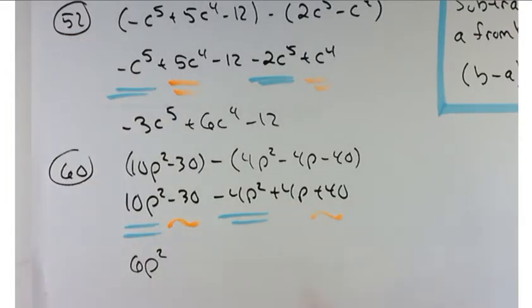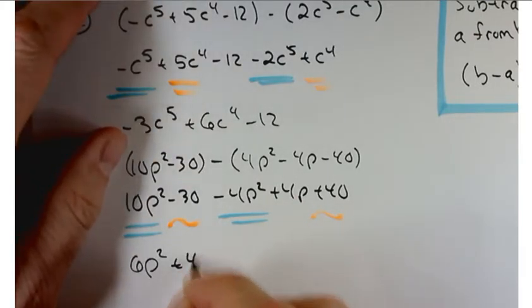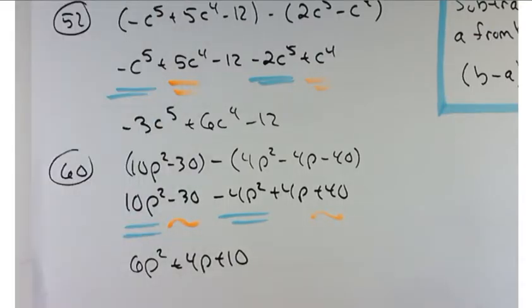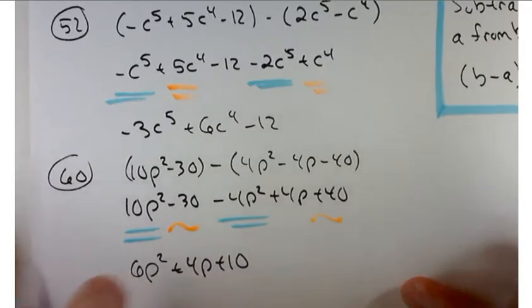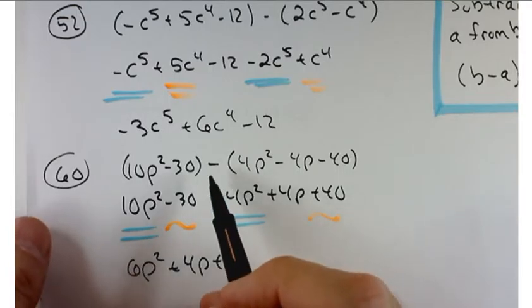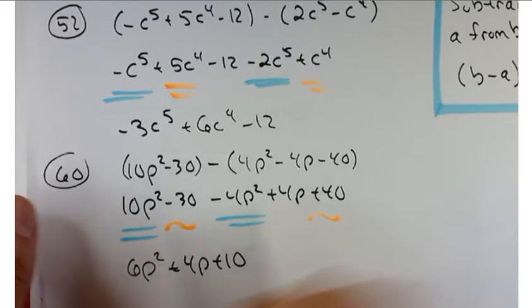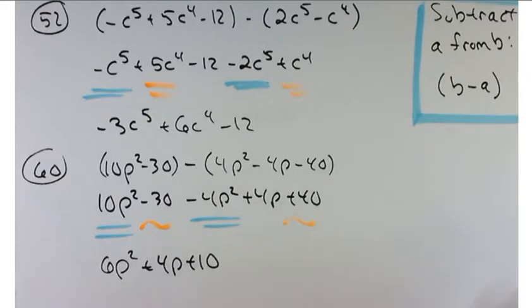Now left out of this is the 4p. So let me just squeeze that in here. 4p plus 10. Nice. The big thing when you're subtracting is we just distribute this so that we can add them up. We're going to do a lot of what I call change the signs then add.